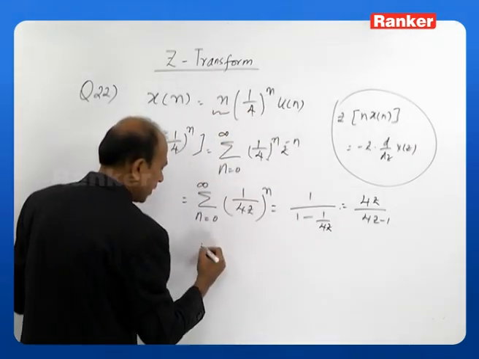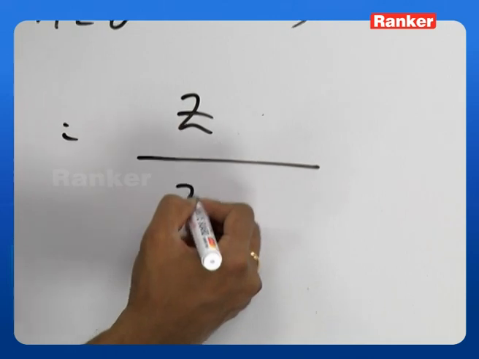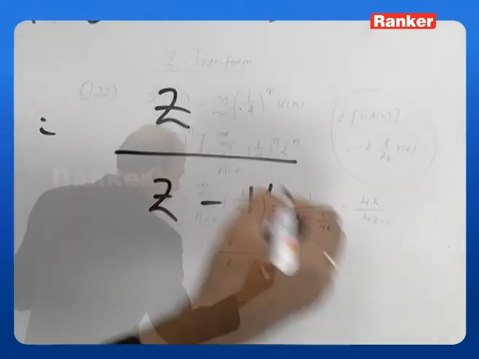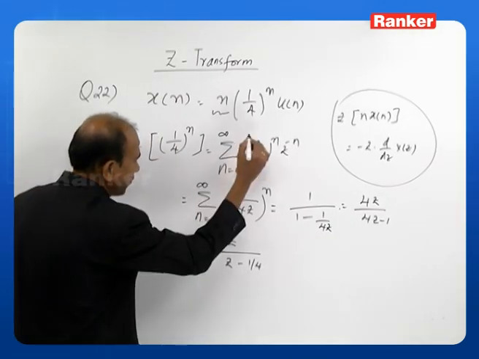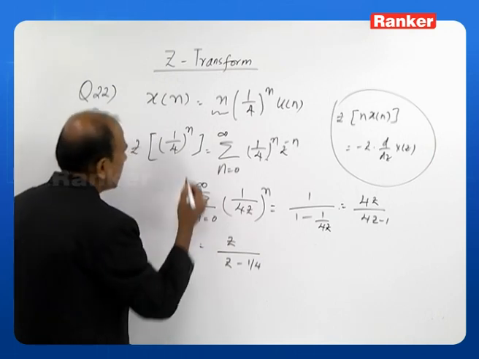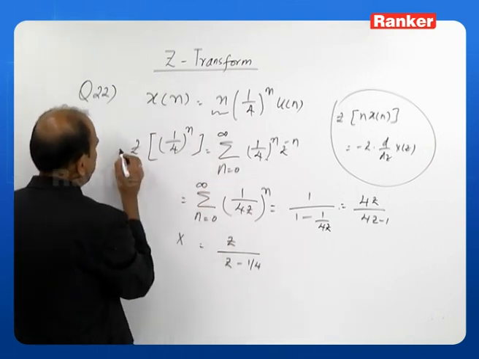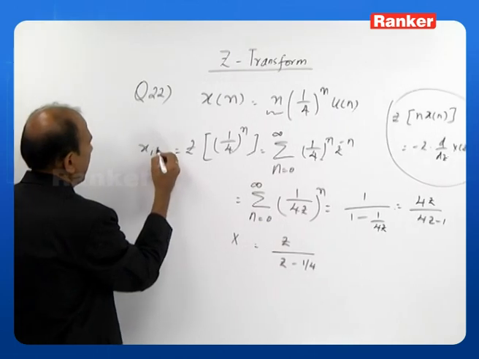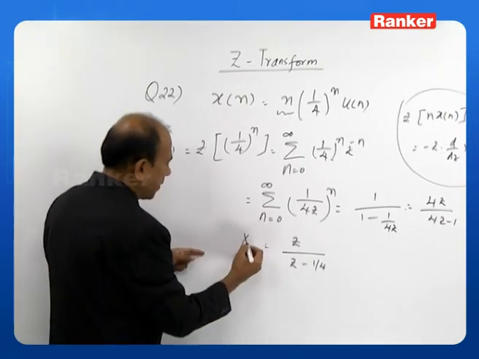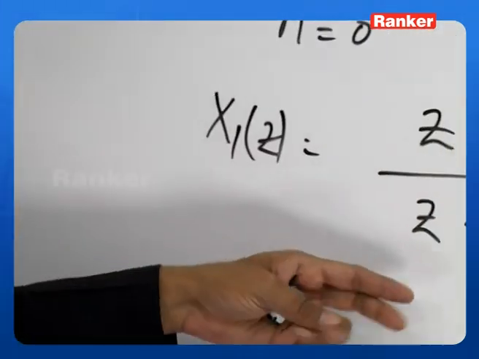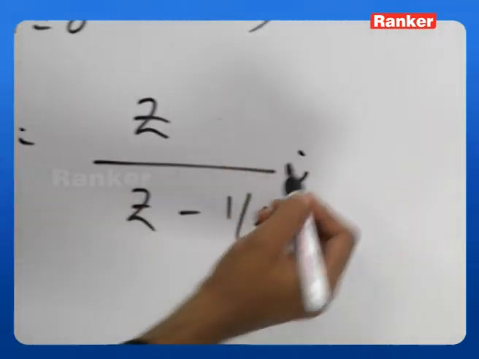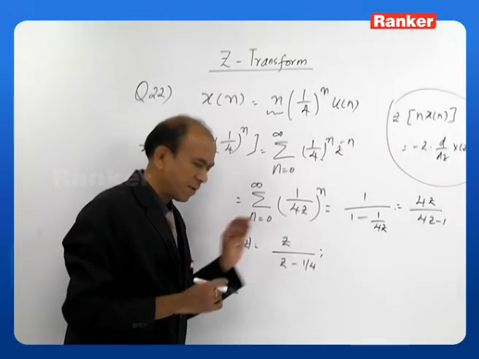So I can rewrite that as z by z minus 1 by 4. So this is my X of z for this. Let us just call this x1 of n. So this will be x1 of z, z by z minus 1 by 4. What is the ROC for this? We will calculate the ROC anyway: greater than 1 by 4.